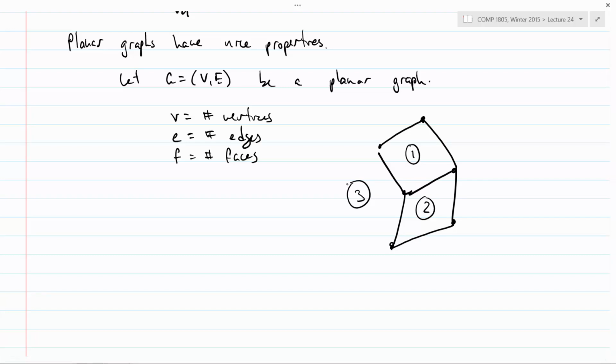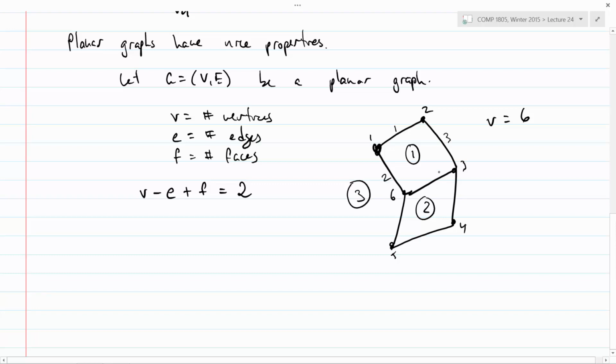And the claim is that if you look at the number of vertices, edges, and faces, something interesting happens. The interesting thing that happens is that V minus E plus F equals 2, which is maybe a little bit surprising. So let's try it on this graph. On this example graph, I have 1, 2, 3, 4, 5, 6 vertices. I have 1, 2, 3, 4, 5, 6, 7 edges. And I have 1, 2, 3 faces. So 6 minus 7 plus 3 is 2. Right, it's minus 1 plus 3, which is 2.